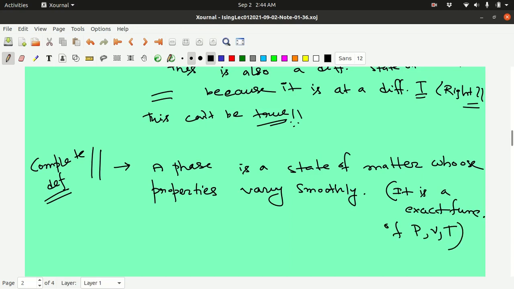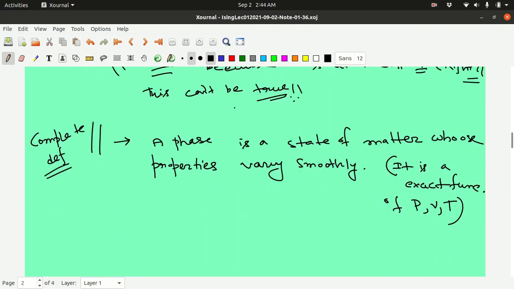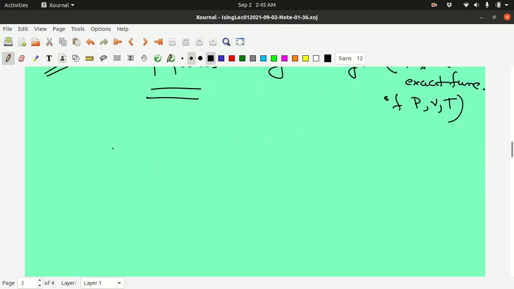This also excludes the idea of a different state of matter, like a gas at a different temperature is also always a gas, always in the gas phase. You can now define a liquid phase, a solid phase, and a gas phase using this definition. It's a state of matter whose properties vary smoothly, and it is an exact function of pressure, volume, and temperature.